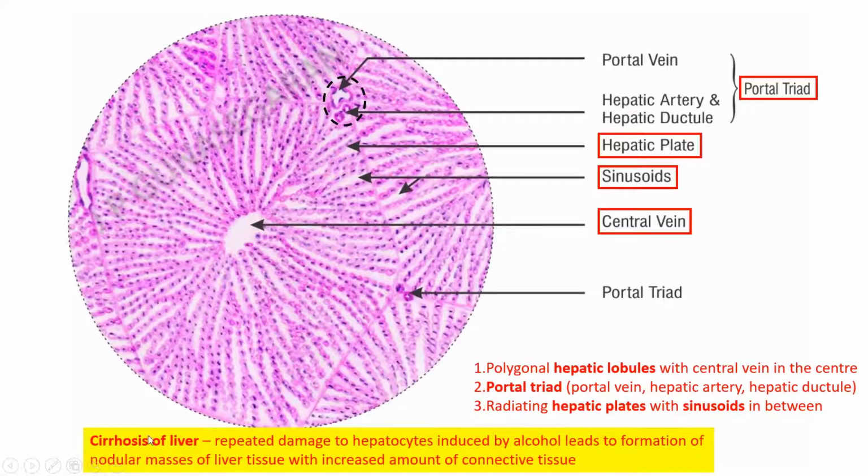Cirrhosis of liver is a clinical condition caused by repeated damage to hepatocytes induced by alcohol, leading to formation of nodular masses of liver tissue with increased amount of connective tissue.